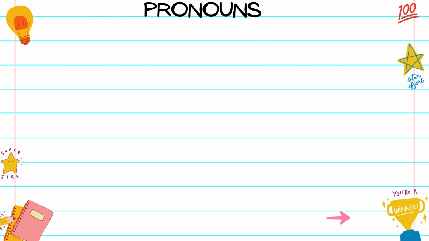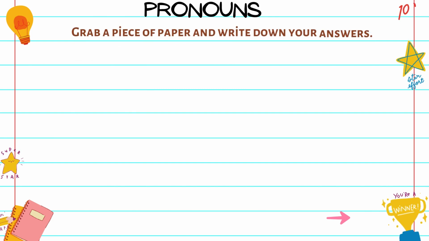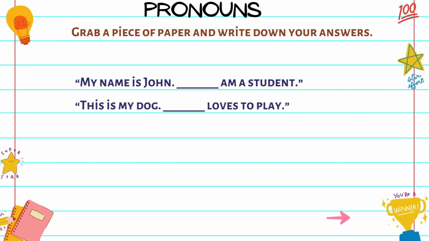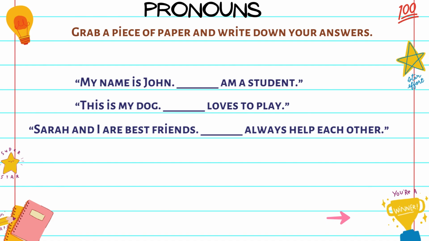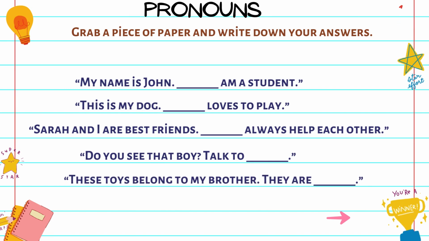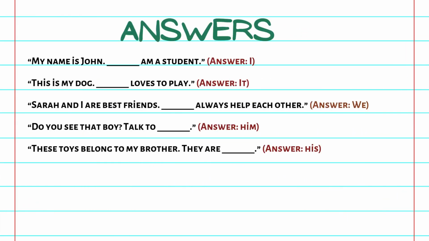Now it's time for a fun activity. Grab a piece of paper and write down your answers. My name is John. Am a student. This is my dog. Loves to play. Sarah and I are best friends. Always help each other. Do you see that boy? Talk to. These toys belong to my brother. They are.